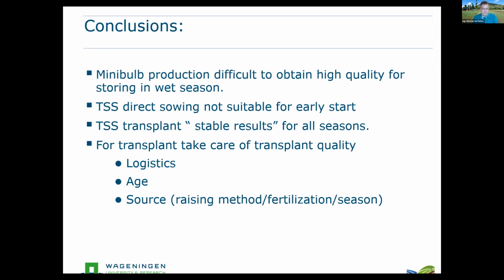TSS direct sowing seems not to be suitable for an early start due to the climatic conditions. TSS transplants give good results for all seasons. And for transplants, think about transplant quality in terms of logistics, age, and source. So the age of the transplant can also have an impact on the final production.